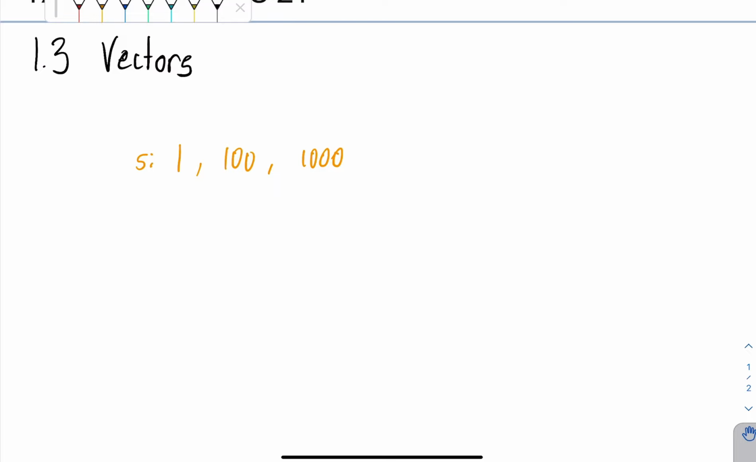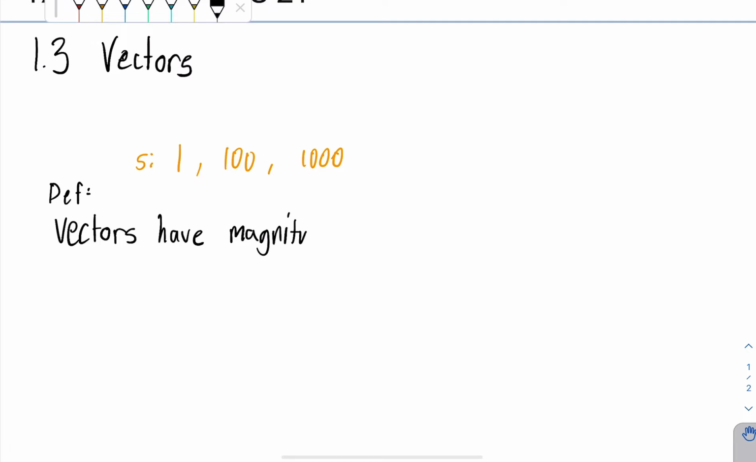So vectors are things that have, and this is a definition, magnitude and direction. So we can use vectors to describe multi-dimensional movement. I could use a geometric vector between 2 points.